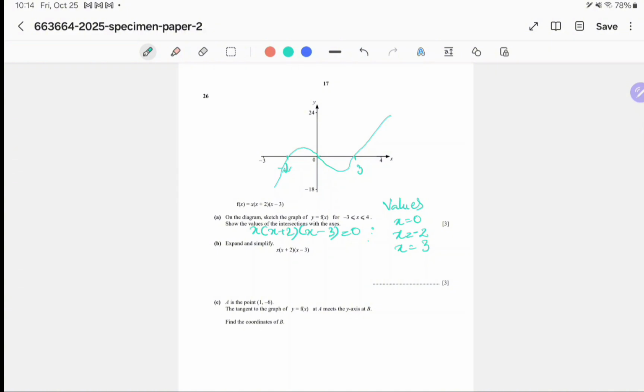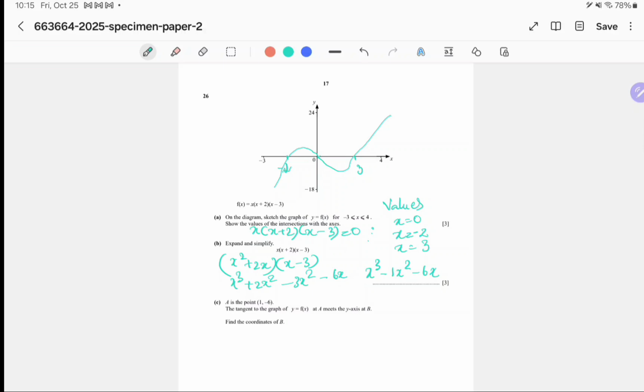Now the B part of the question is to expand and simplify this expression. So how will you expand? Multiplying the first and second, it is x square plus 2x. Now with the third part: x into x square is x cube, x into plus 2x is 2x square, minus 3x square, minus 6x. So minus 3x square plus 2x square is minus 1x square, minus 6x. Okay, this is the answer for the simplification.